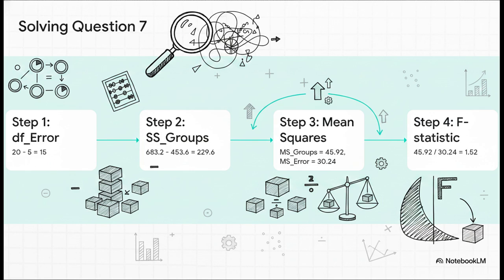We do the same for the error row, 453.6 divided by 15 is 30.24. And the final step, step 4, calculate F. We just divide those two MS values we just found, 45.92 divided by 30.24, and we get our answer, 1.52.